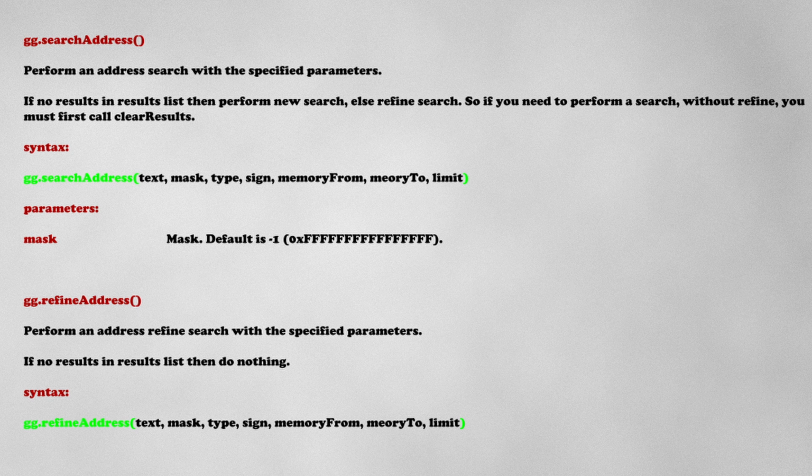them now. gg.refineAddress. Perform an address refine search with the specified parameters. If no results are in the results list, then do nothing. Syntax: gg.searchAddress, text, mask, type, sign, memory from, memory to, limit. Both functions are the same, so I won't mention those again.